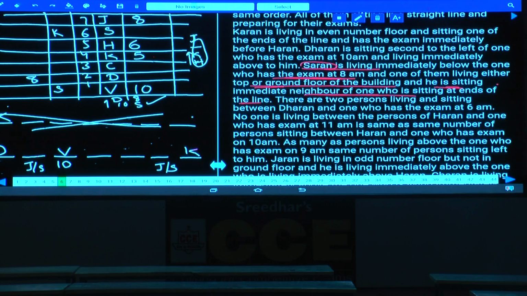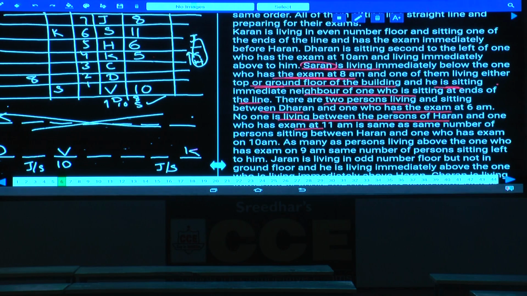Then next one. There are two persons living in between Dharan and the one who has exam at 6 am. Dharan and the one at 6 am, we have 2 persons. No one is living between Haran and the one who has exam at 11. Haran and 11 o'clock, no one is seated here, so this S must be 11 o'clock. 6 is H.